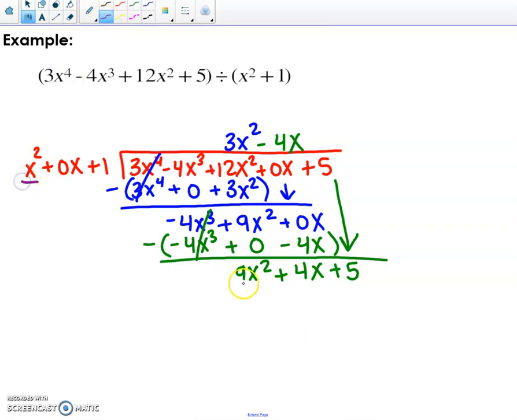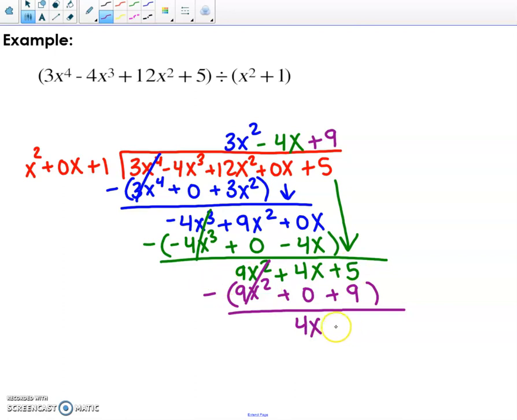So we'll look at the x squared and the 9x squared. We have an x squared, we want it to be a 9x squared, so we're going to need a 9. 9 times x squared is going to give us 9x squared. 9 times 0 is 0, and 9 times 1 is 9. We're going to subtract. 9x squared minus 9x squared is gone. 4x minus 0 is 4x. 5 minus 9 is negative 4. So this is our remainder.